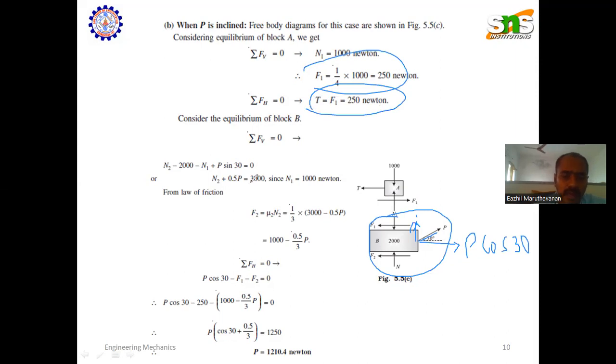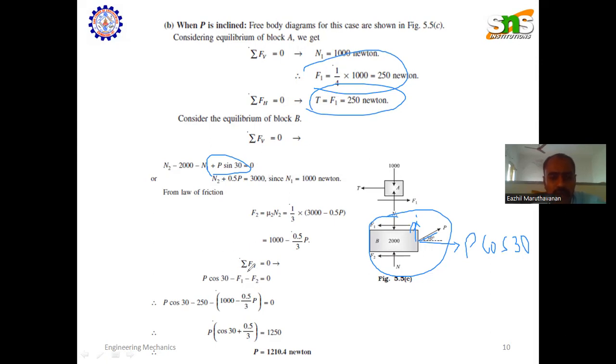While solving the problem for block B, we have to consider this vertically resolved and horizontally resolved. So N2 minus 2000 minus N1 plus P sin 30 is equal to 0. So we'll get the equation as N2 plus 0.5 P is equal to 3000 by substituting the value for N1.